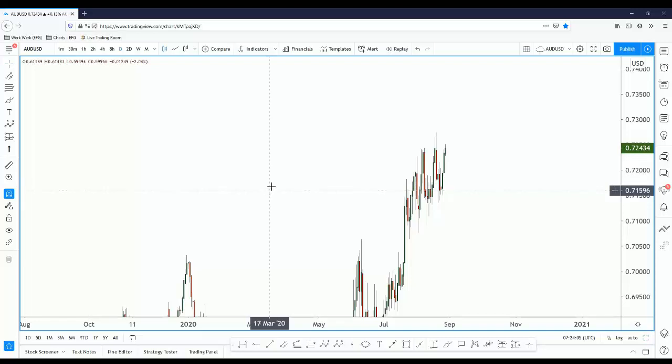Hi everyone, welcome to today's chart of the day, and for today's chart and trade of the day we will be taking a look at the Aussie dollar.